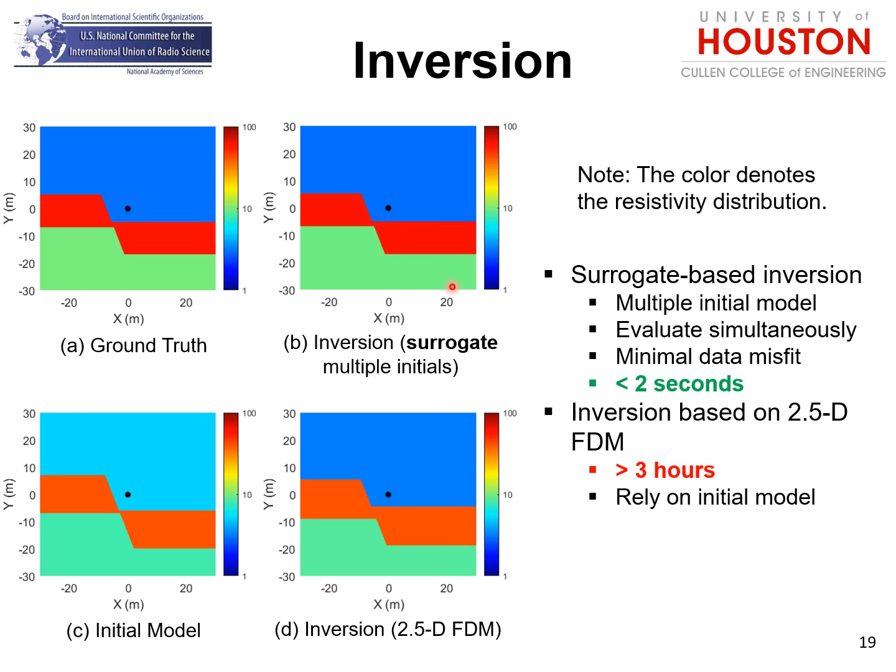On the other hand, we can find the surrogate model is much more efficient than the conventional inversion, because the surrogate model takes less than 2 seconds. However, the conventional inversion takes more than 3 hours.